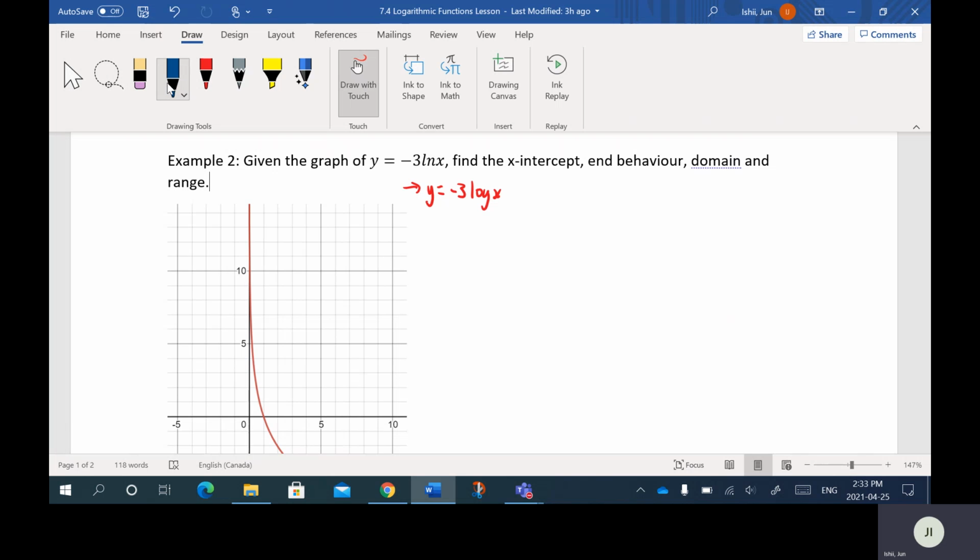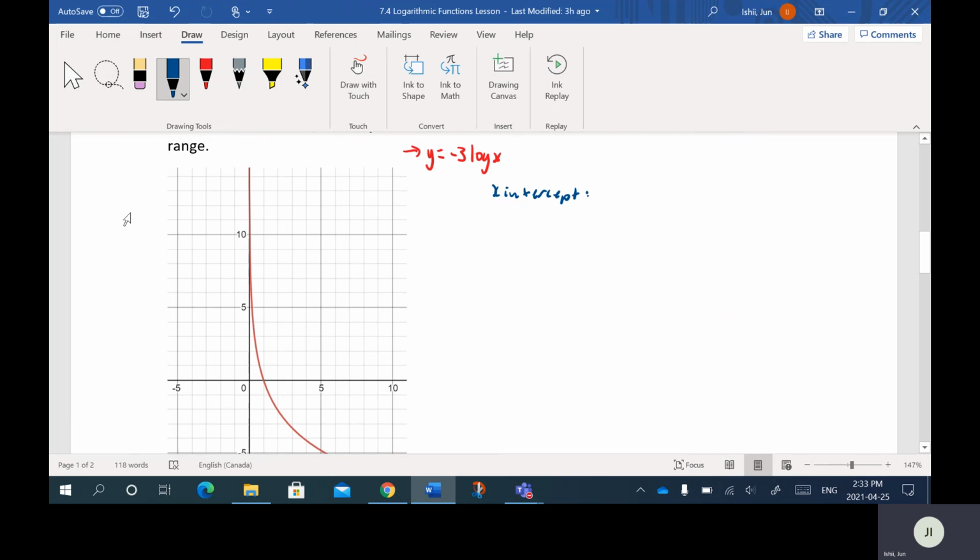All right, so the x-intercept is where it crosses the x-axis, and so let me scroll that down here. You can see that it's right here. So again, the x-intercept here is at (1, 0). Now this time the end behavior.